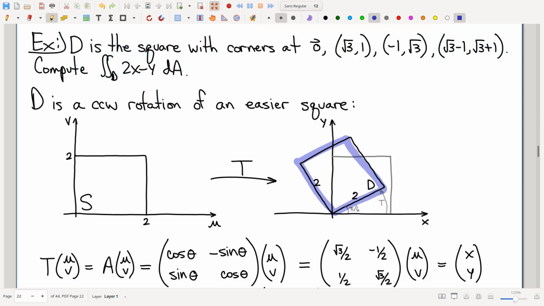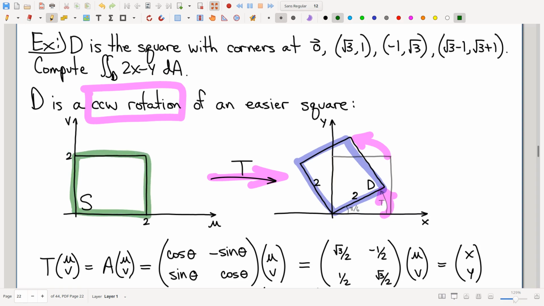Okay, now I will point out that I can view this as being the result of doing a counterclockwise rotation, right? So I'm going to imagine a counterclockwise rotation like so. And if I were to think about this square here that has the same side length, if you take that green square and do what this change of variables function t says, namely a counterclockwise rotation, the result of that counterclockwise rotation is, in fact, to produce our given square.